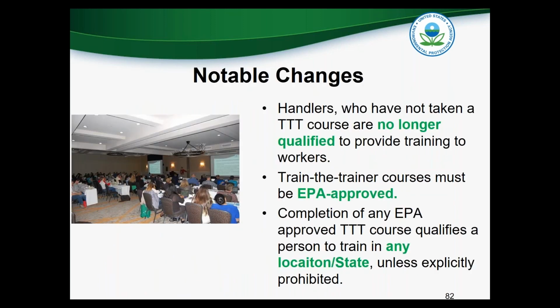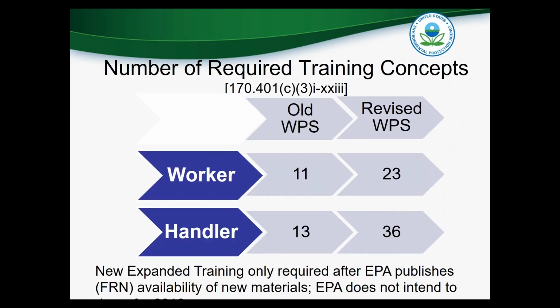Next slide. Some notable changes. Handlers who have not taken the trainer course are no longer qualified to provide the training to workers. Train-the-trainer courses must be EPA approved, and there is an EPA process along with a document that came out actually about a year and a half ago for this whole process. All training materials as well as trainer courses are submitted to headquarters, OPP, and then they're also shared with the respective region where they originate from to receive their approvals. And then completion of any EPA-approved trainer courses qualifies a person to train in any state, unless the state prohibits that.